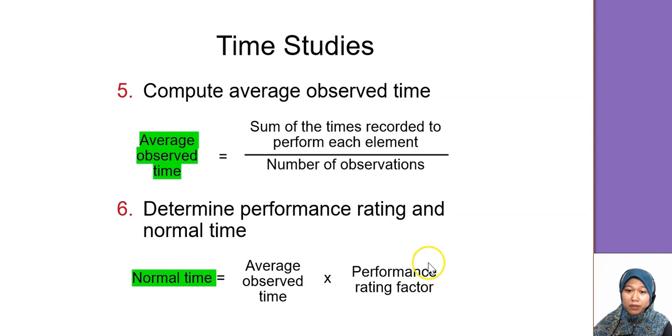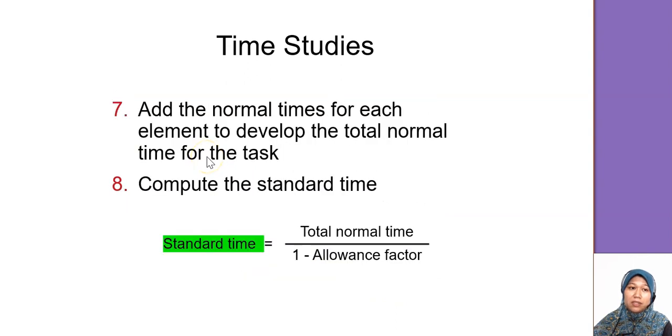Performance rating is based on the experience of the workers. And then observed time you get from here. And then you need to add all the normal time for all the tasks involved, and then you can compute the standard time. This is what we're looking for. The standard time means the time they need to perform all the tasks. So anyone who does the task will follow the standard time.